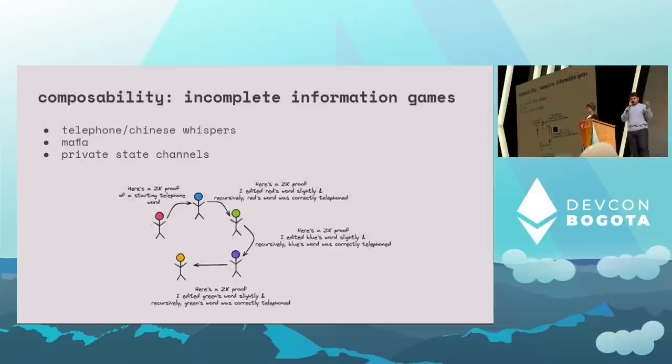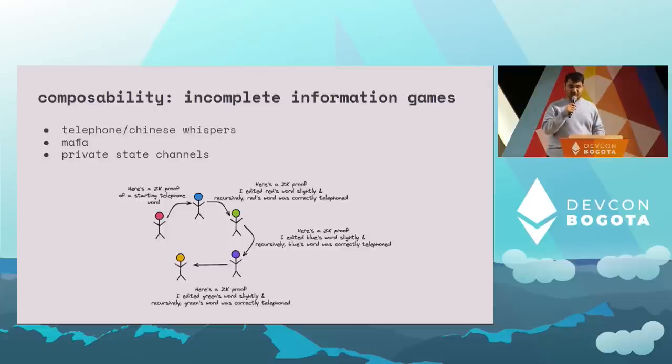So, of course, this is not the only application you can build. In general, we think composability is particularly cool to think of in incomplete information game kinds of settings. Of course, the very typical example, the very starting point we thought of, was games like Telephone or Chinese Whispers, where you pass a word around and you want to make edits to it incrementally. And then you can make more complex applications, like party games like Mafia, those kinds of things. And then more relevant to blockchain land, you can build private state channels and rollups of that sort.